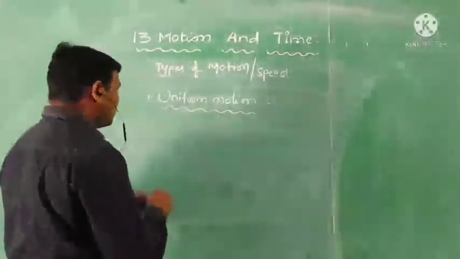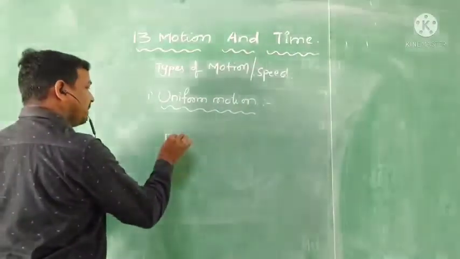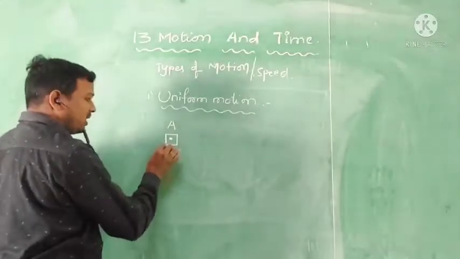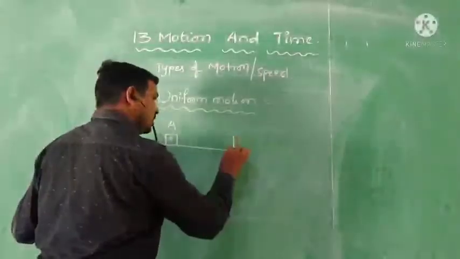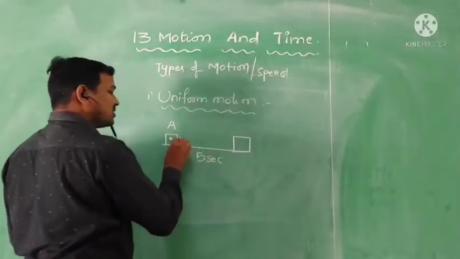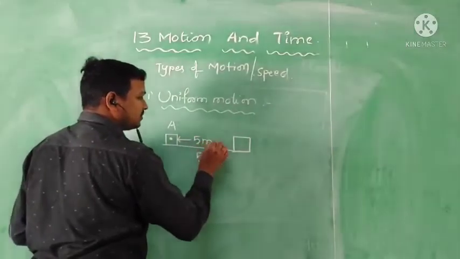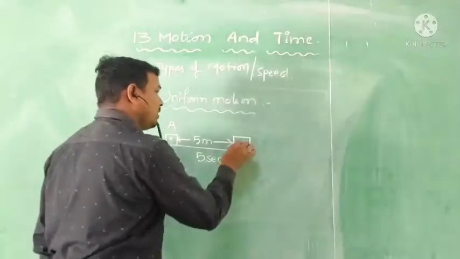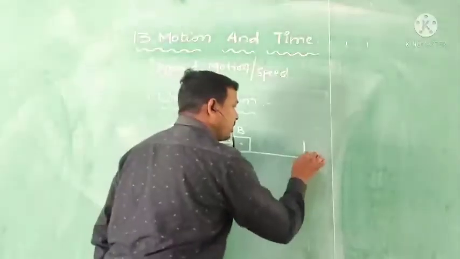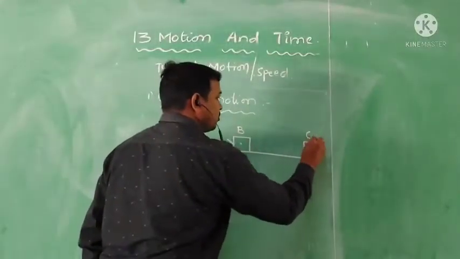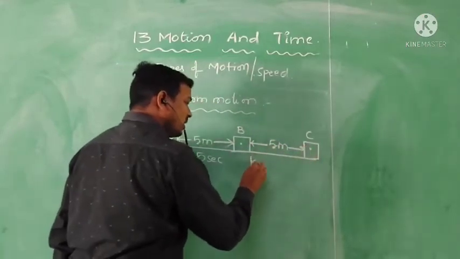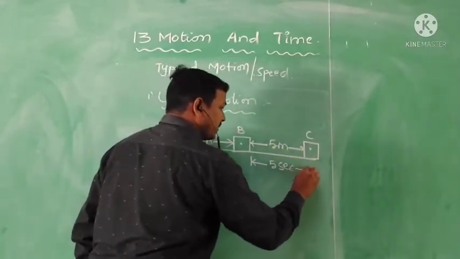Let's see. For example, a person started from the point A. This is the point A. After some time, he took 5 seconds to cover the distance of 5 meters. He reached the point B. Later, again he started from B and reached the point C. Of the same distance of 5 meters, for this distance also he took 5 seconds of time.